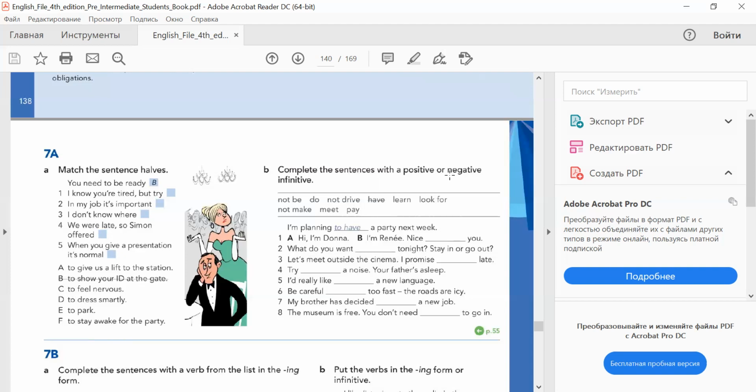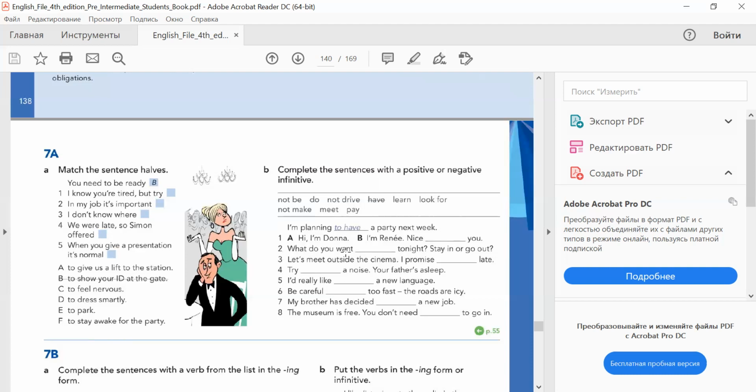Complete the sentence with a positive or negative infinitive. Here you have some sentences where you should put these words and making them negative or making them infinitives. For example, I'm planning to have a party next week. Okay, you can do this exercise by pausing the video. So let's start. Hi, I'm Donna. I'm Renee. Nice to meet you.